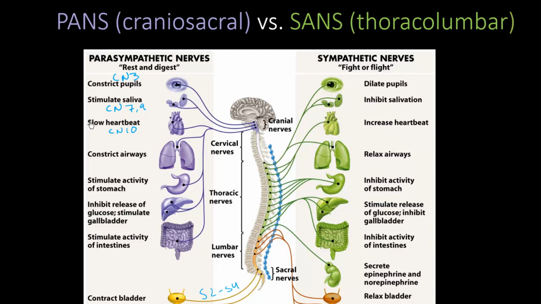And essentially everything here from the voice box down is part of cranial nerve 10, the vagus nerve. And then down here, like we said, we have the sacral S2 through S4. Now in between those two, we have the thoracic and the lumbar nerves. And so this is where the sympathetic outflow comes, thoracolumbar. It's all of the thoracic nerves, T1 through T12, and then all 5 of the lumbar nerves, L1 through L5.